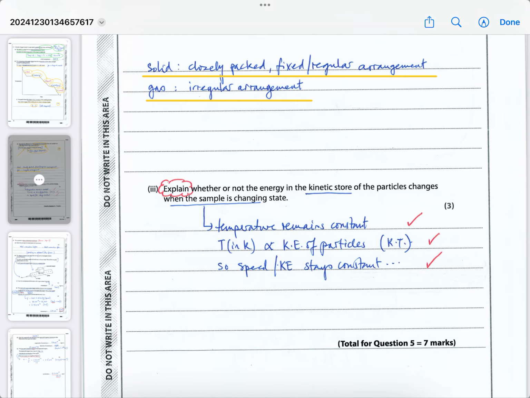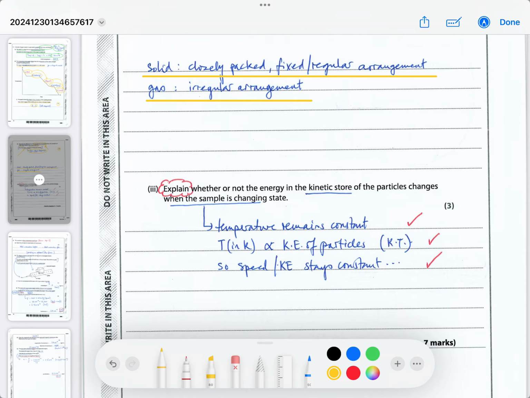The last part of this question is to do with explain. So I've put it in red in a cloud. Explain means you will have to give the reasons and the scientific explanations. Explain whether or not the energy in the kinetic store, yes, now we're talking about topic 4, energy in the kinetic store of the particles, because remember, it's the particles that have the kinetic energy, changes when the sample is changing state.